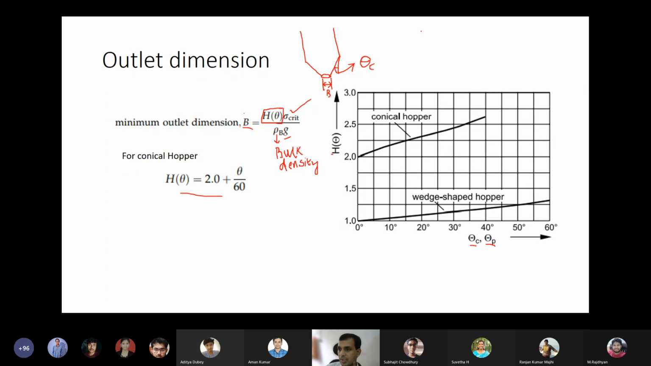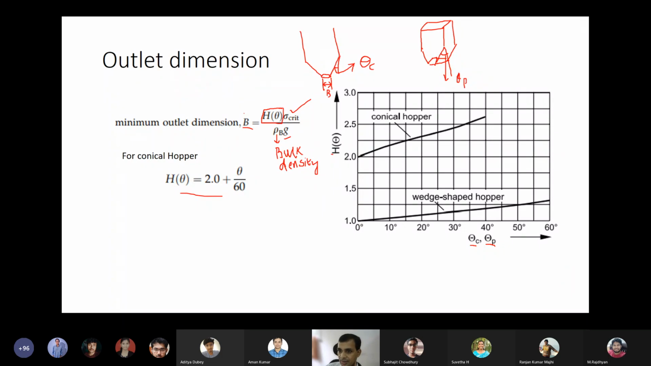Okay, wedge-shaped means just like a rectangle. We have a rectangular-shaped hopper. Here we have a hopper like this. So this is the wedge-shaped hopper. Sorry, my annotations are not good. Hope you are understanding the 3D picture I have drawn here. So the angle for a rectangular or wedge shape is theta P.